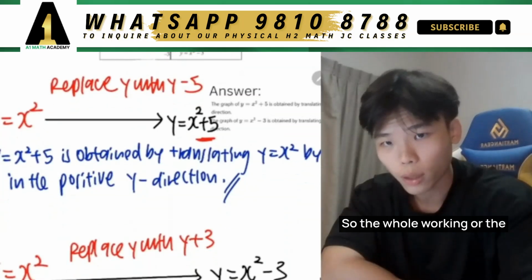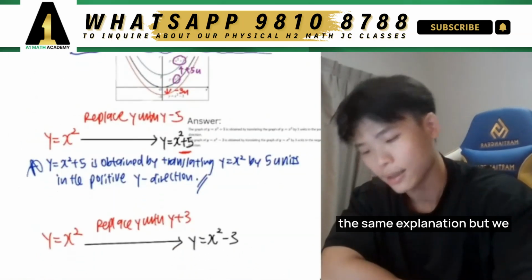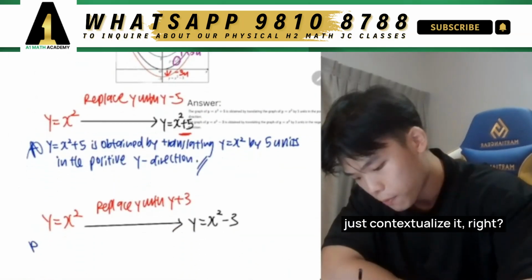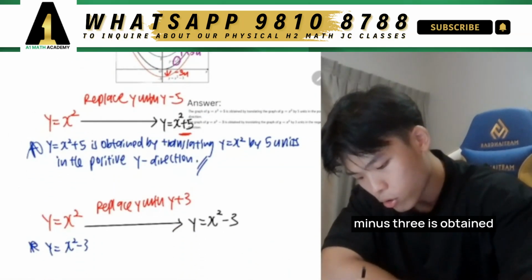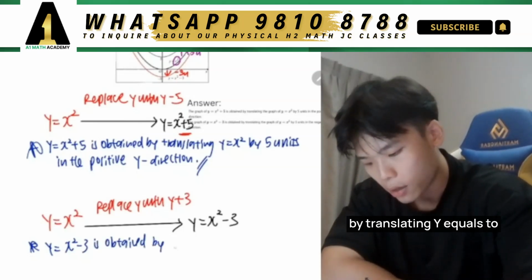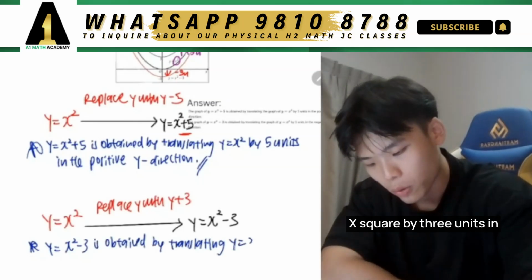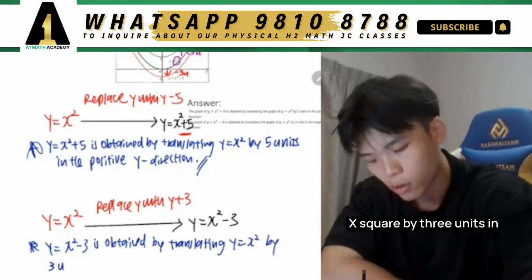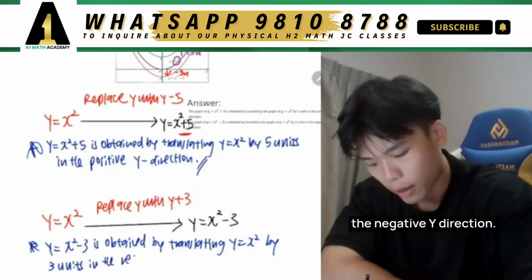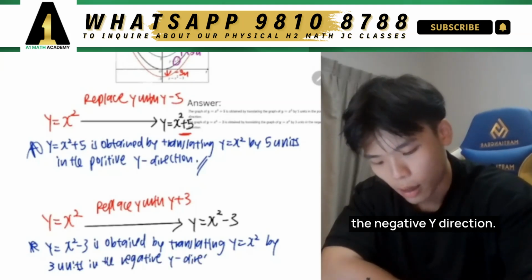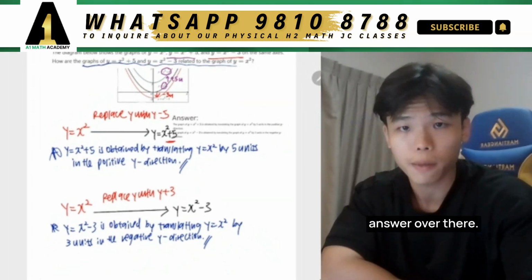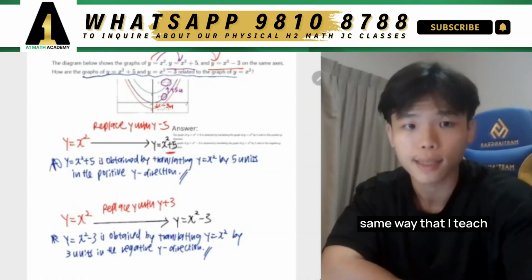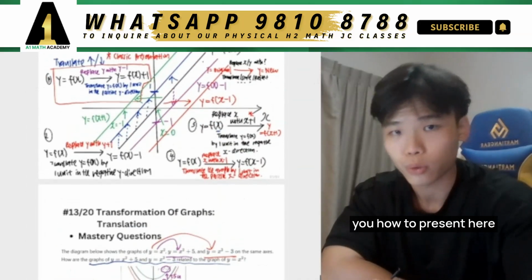So the whole working, or rather the blue portion, is the same explanation, but I just contextualize it, right? Y equals x squared minus 3 is obtained by translating y equals x squared by 3 units in the negative y direction. And that's the final answer over there. Okay, so just follow the same way that I teach you how to present here, and you'll be alright.